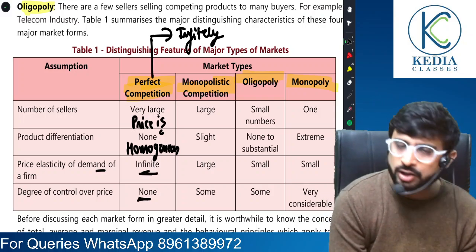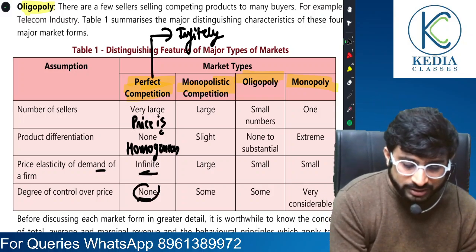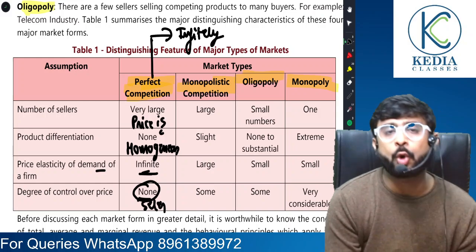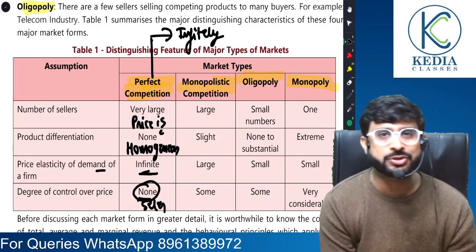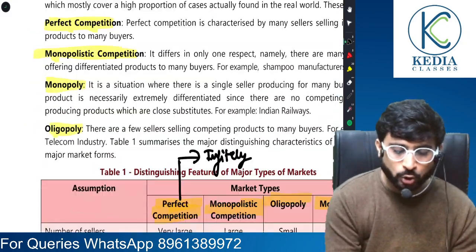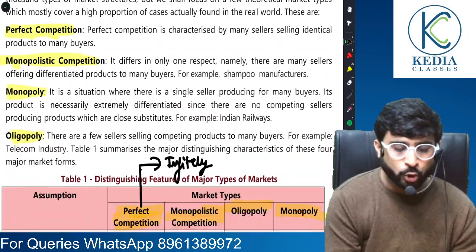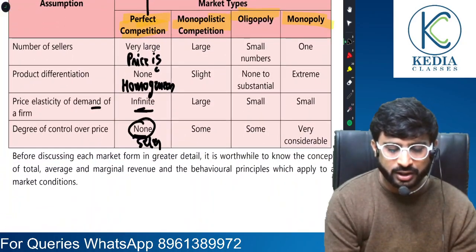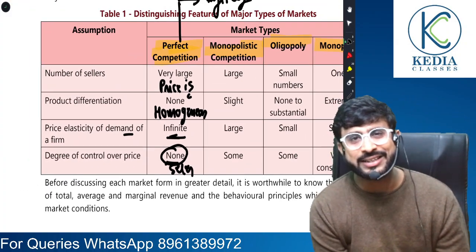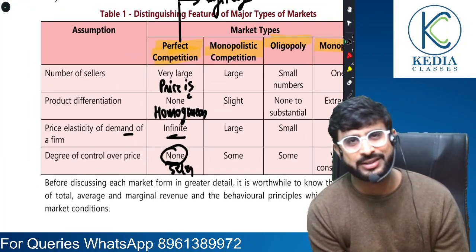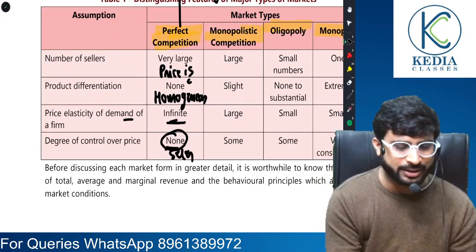And degree of price control over price? None. The seller has no control over price. You know why? Because who decides the price? What did I say? Market forces decide the price. So a very good MCQ can be: who decides the price in a perfectly competitive market? So remember, in a perfectly competitive market, it is the market forces of demand and supply that decide.